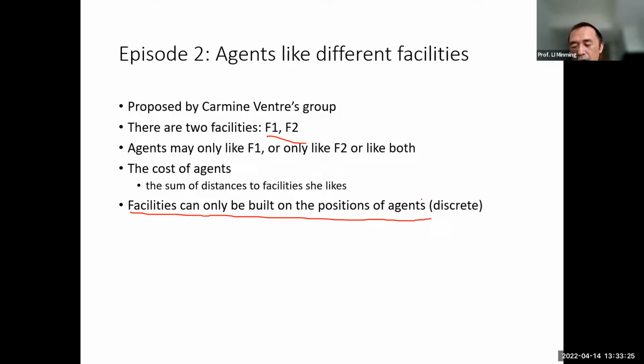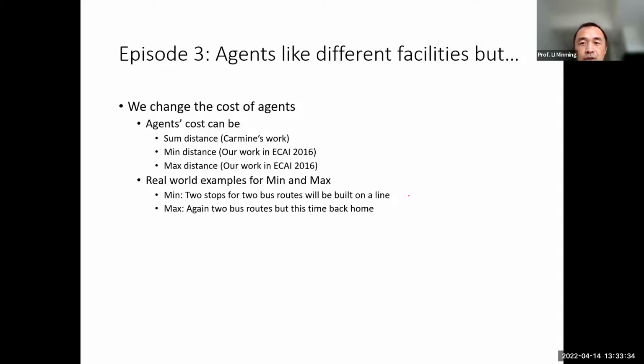Now with this model, they have some bounds for the summation of cost and also for the max cost in their two papers. Okay, so what we do now, we extend their model in the following way. Now the model we use can be explained by every agent having a different preference. So some people say I like F1, some people say I like F2, some people say I like F1 and F2 both. All right, and then I will use the example of bus stations to explain our extension.